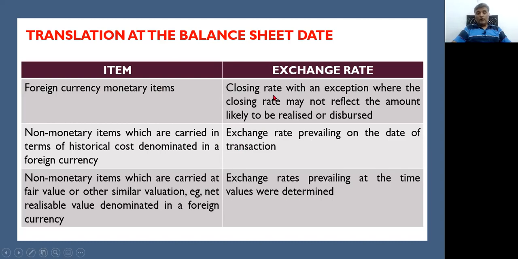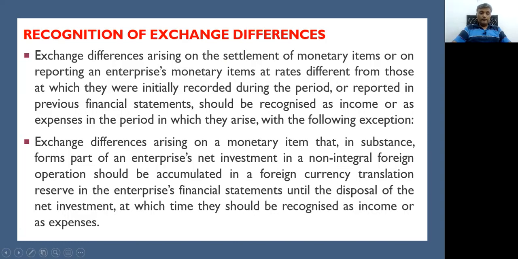So when you bought at 45, now if the rate is 48, you have to account at 48 only, which means there's a 3 rupees gap. That is going to be the exchange difference. Now, what about non-monetary assets which were determined at fair value or other similar valuations like NRV? Then you have to use the exchange rate prevailing at the time the values were determined. Whenever the fair value was determined, what was the exchange rate prevailing on that day? You please use that rate.